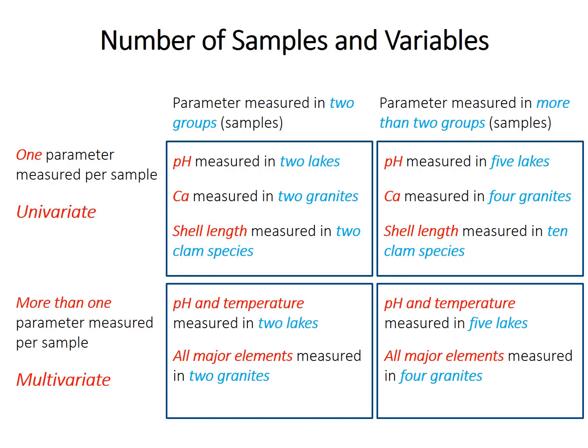So less commonly, you might want to compare more than one measured parameter at the same time. It doesn't matter how many there are, as long as there's more than one. This is called multivariate data, which means multiple variables, multiple things you've measured. Like before, there are different tests if you want to compare just 2 samples or more than 2 samples. An example might be that you want to compare both pH and temperature in 2 lakes, or you want to compare all of the major chemical elements measured in 4 different samples of granite.